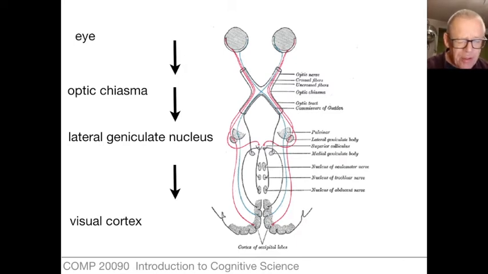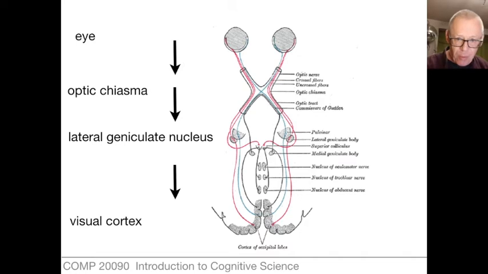Whoever wired this system up made some strange choices, because your eyes are very close to your brain, but they connect to the back of the brain, not the front of the brain. Isn't that weird? That's evolution for you. And furthermore, it's a long way from the eye to the back of the brain.